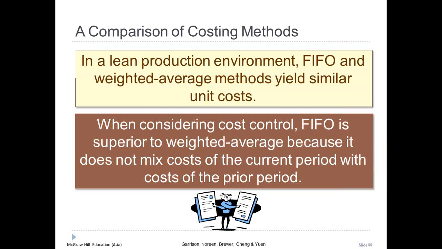In most situations, the weighted average and FIFO methods will produce very similar unit costs, particularly in a lean production environment. From a cost control standpoint, the FIFO method is superior to the weighted average method because it does not mix costs of the current period with costs of the prior period.